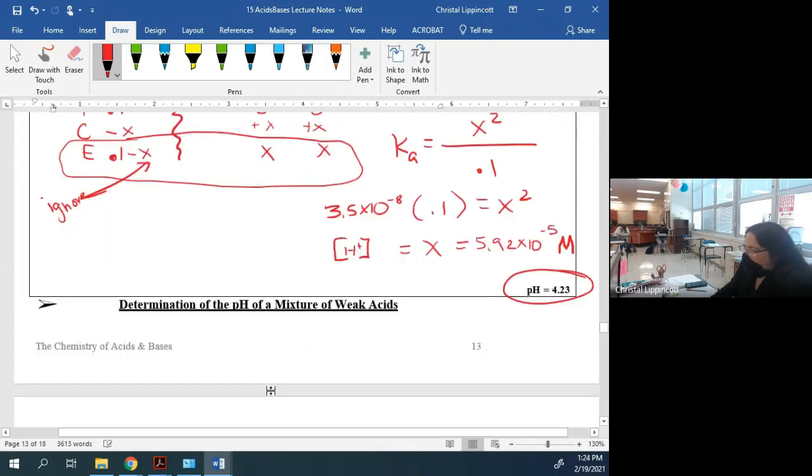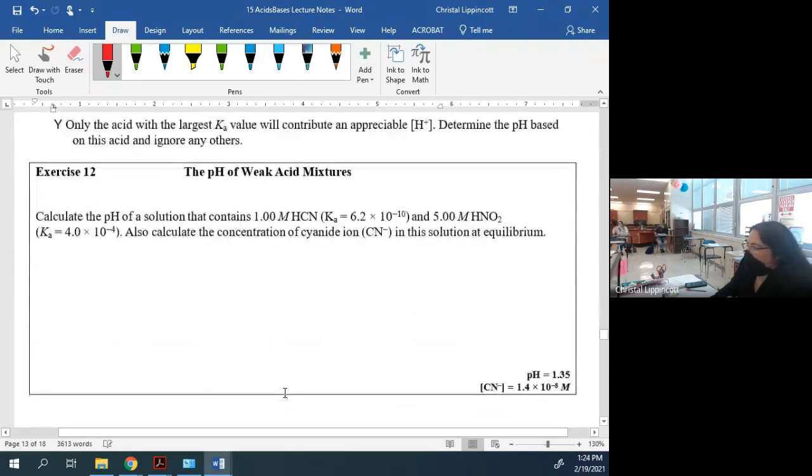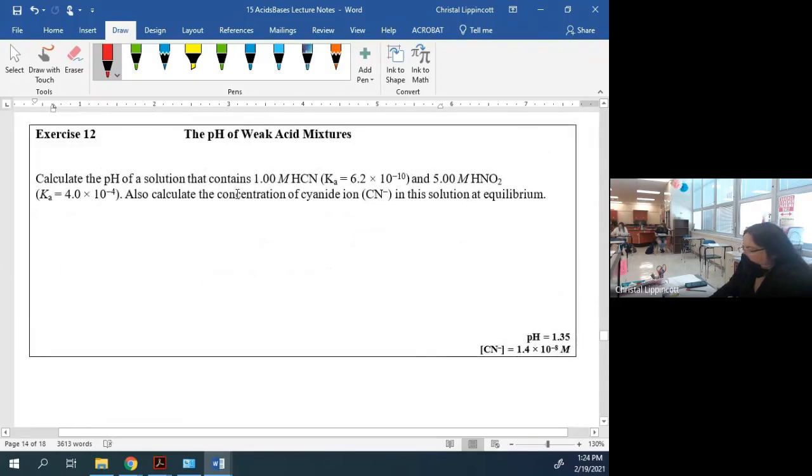All right, next one. Let's see here. We have a mixture here. We have hydrocyanic acid, and we have nitrous acid. And they've given us the respective Ka values. They want us to calculate the concentration of cyanide at equilibrium. So I need to do a couple different ice tables here.